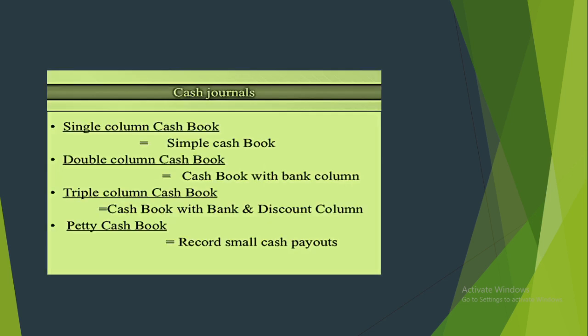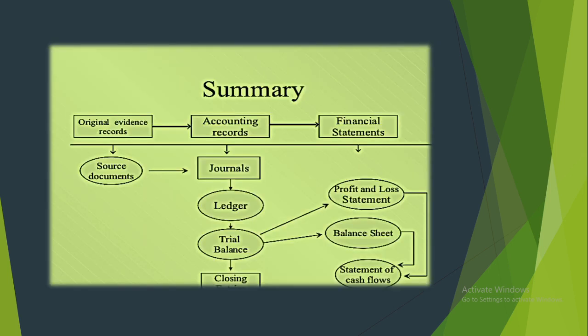Cash journals. It is also one of the examples of a subsidiary book, as the cash journal is bifurcated into four parts, and the first is the single column cash book. It is also known as a simple cash book. Double column cash book. It is also known as a cash book with a bank column. Triple column cash book. It is also known as a cash book with bank and discount columns. And the last is the petty cash book. It records small cash payouts.